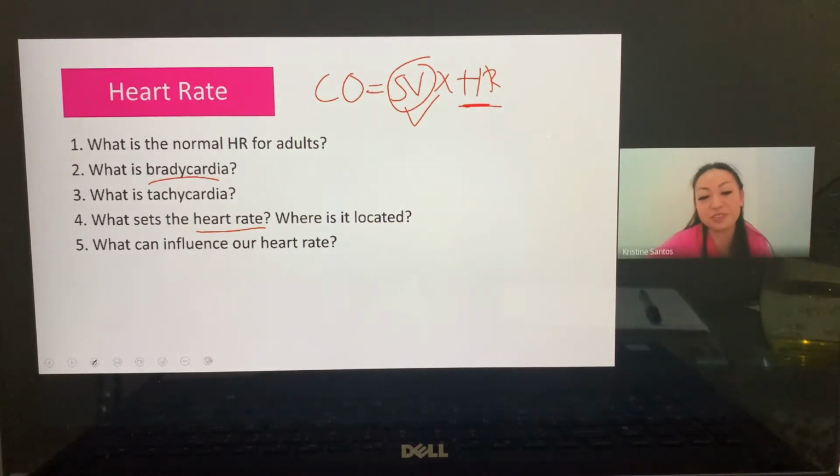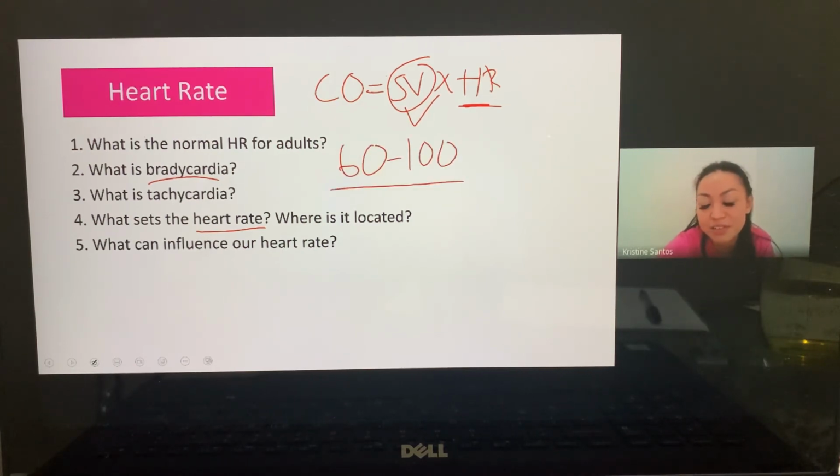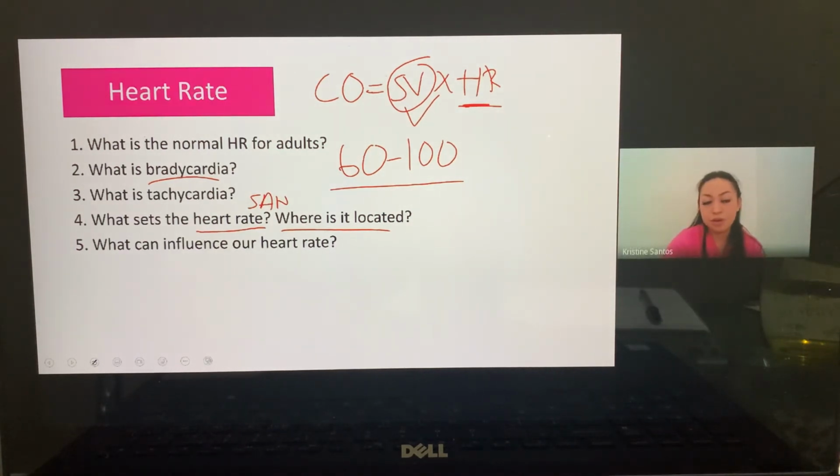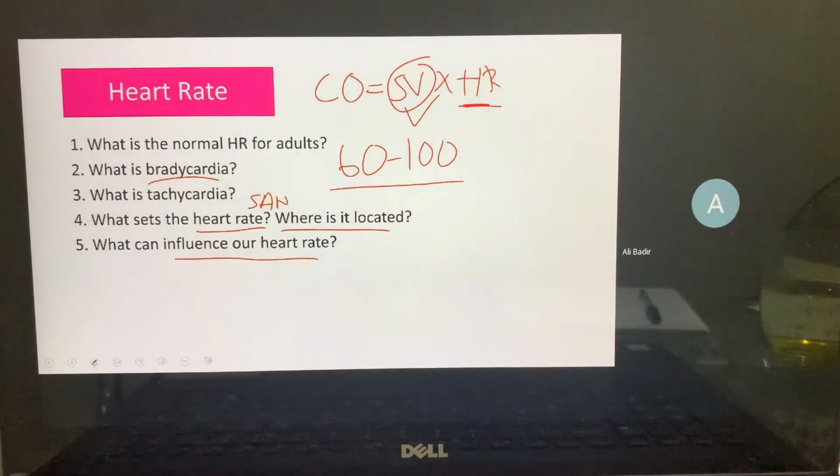Yes, the sinoatrial node. That sets this rate of 60 to 100, because the SA node fires about 60 to 100 times per minute. That's why we have this rate of 60 to 100. It sets the pace of the heart. And do you know where the SA node is located? This is the SA node right here. Right atrium. So what can influence our heart rate? Because this is essentially what we're going to talk about. But I think you guys know what can influence our heart rate. Exercise. What else?